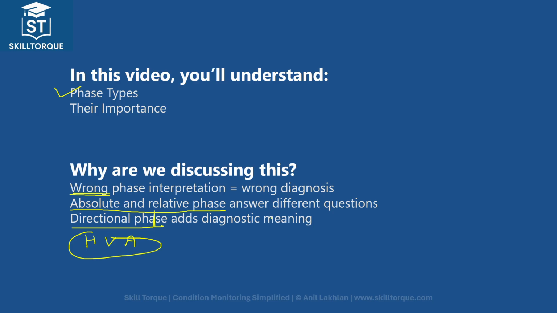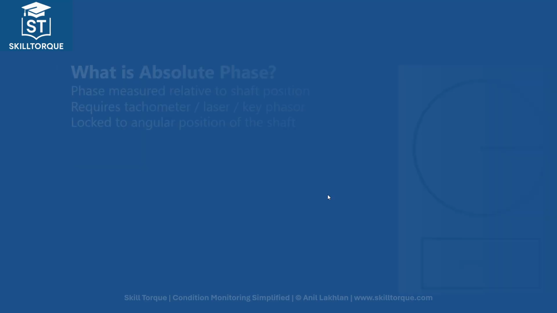So let me be very clear. If we do not know which type of phase we are looking at, it's very easy to draw the wrong conclusions, right? That's why it's important that we know which phase we are using, because many misdiagnoses happen not because the phase is wrong, but because the phase is misinterpreted. So before using the phase to make decisions, we must first understand what kind of phase we are measuring. Okay, so let's start with the first one, the absolute phase.